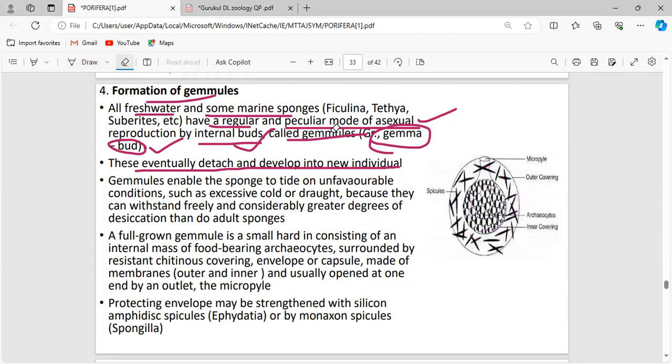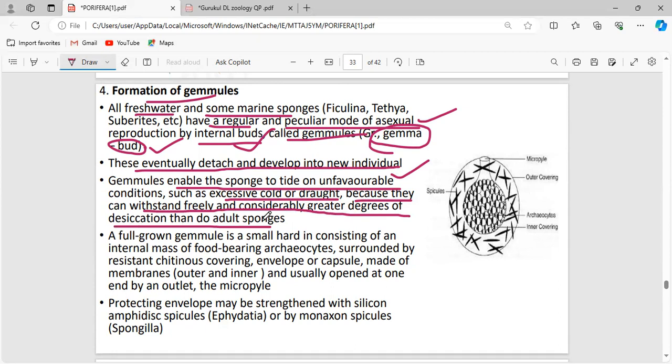Okay, and each bud gives rise to each individual. Gemmules enable the sponge to survive unfavorable conditions, such as excessive cold or drought, because they can withstand freezing and considerably greater degrees of desiccation than do the adult sponges.